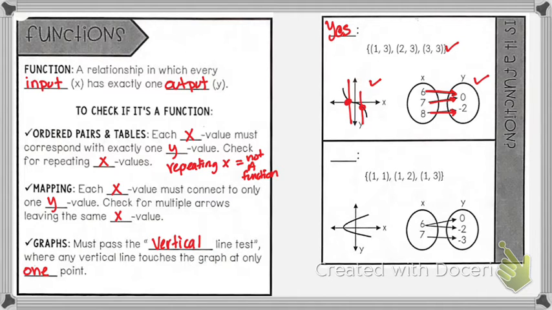Okay. The bottom, it's going to be a no, and this is why it's a no. Okay. For the ordered pairs, we have three repeating x values, and we cannot have repeating x values. So this is not a function.